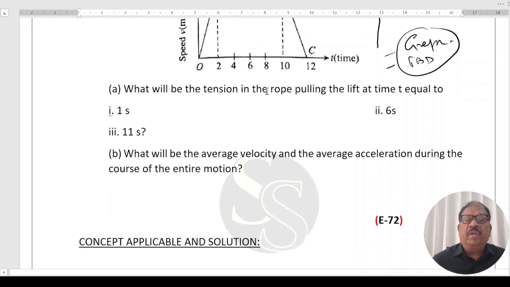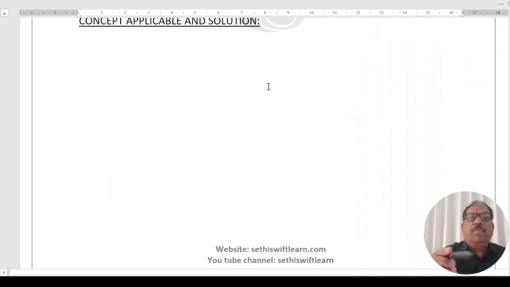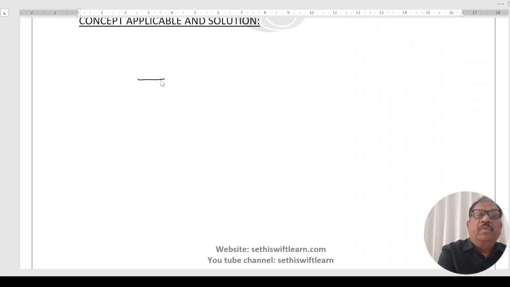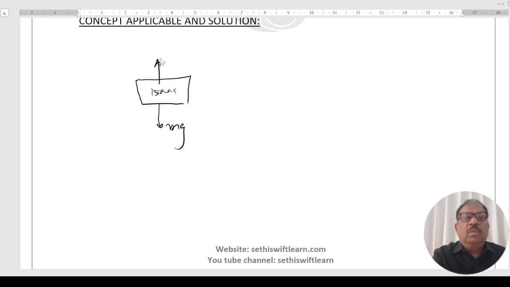Now, we have to find the tension. Tension means free body diagram of the man. This is 1500 kg. Weight mg is always downward. This will be the tension in the string. This is moving with the acceleration a upward.